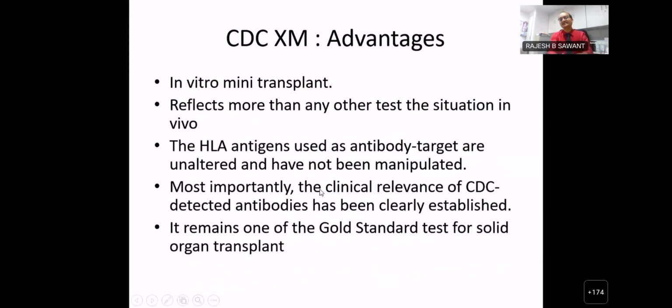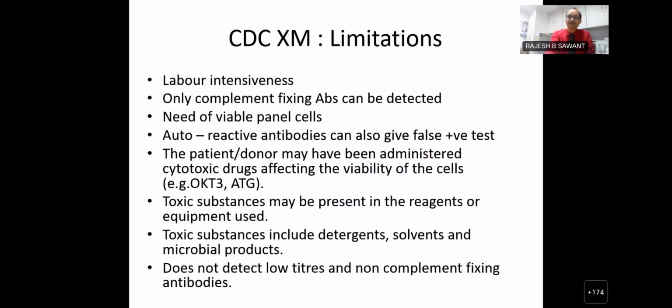Okay, so there are certain advantages. As I said, this is like a mini transplant. So you are kind of mixing the cells as well as the serum, and before actually putting in the organ, you are confirming whether there is any reaction or not. Okay, so as I said, this remains the gold standard test for solid organ transplants even today, and we continue to do so. But definitely there are limitations like labor intensiveness.